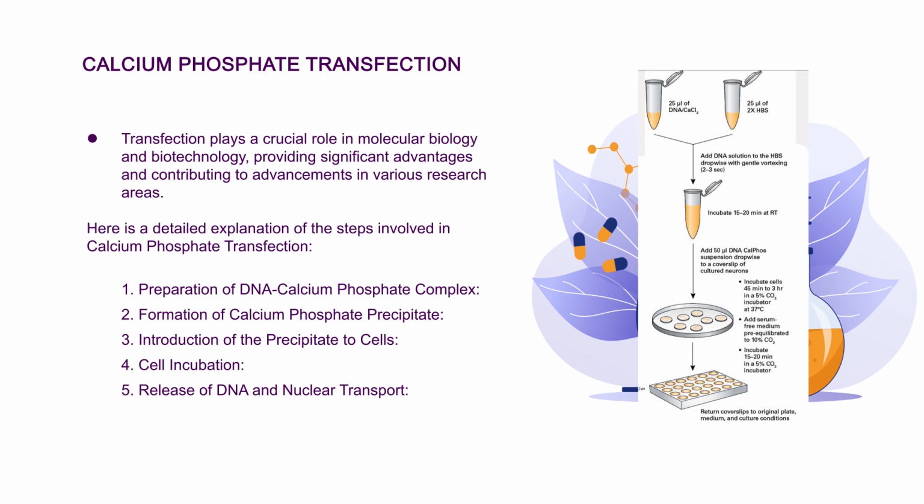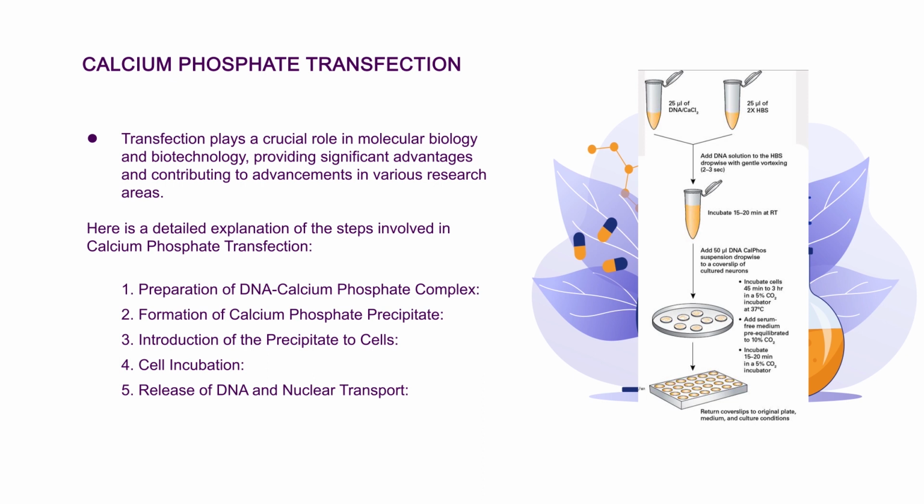Afterwards, the next step is cell incubation, in which after the addition of the precipitate, cells are typically incubated at 37 degrees centigrade in a CO2 incubator for several hours. During this time, the precipitate adheres to the cell surface and is taken up via endocytosis. Afterward, release of DNA and nuclear transport must be taken care of. Once inside the cell, the DNA is released from the precipitate, likely facilitated by the low pH environment of the endosomes.